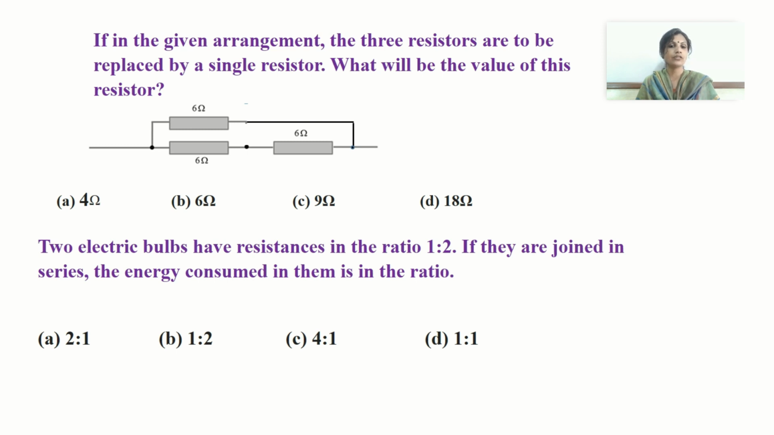How is the arrangement? 2 resistors are connected in series, and to this combination of series resistors, 1 resistor is connected in parallel. We have to replace these 3 resistors by only 1 resistor. So what will be its equivalent resistance? What I'll do, I'll first find out the equivalent resistance of the 2 resistors connected in series. So 6 plus 6 will be 12. So in place of these 2 resistors, I'll use only 1 resistor whose value is 12 ohm.